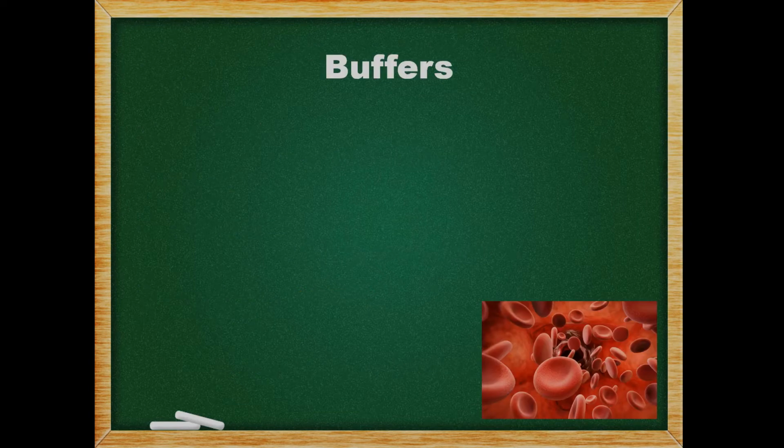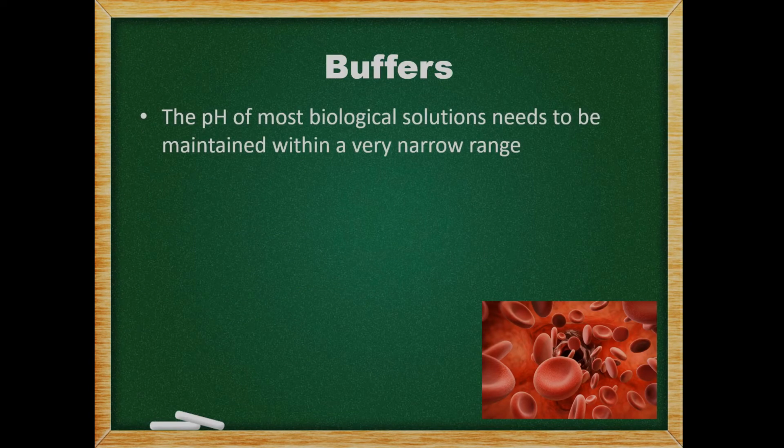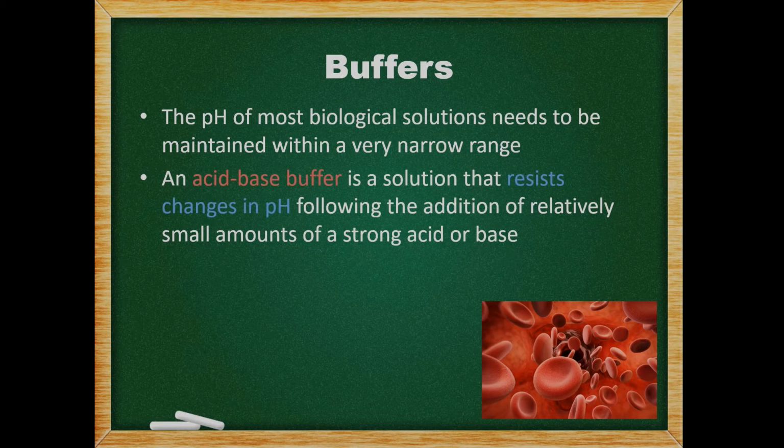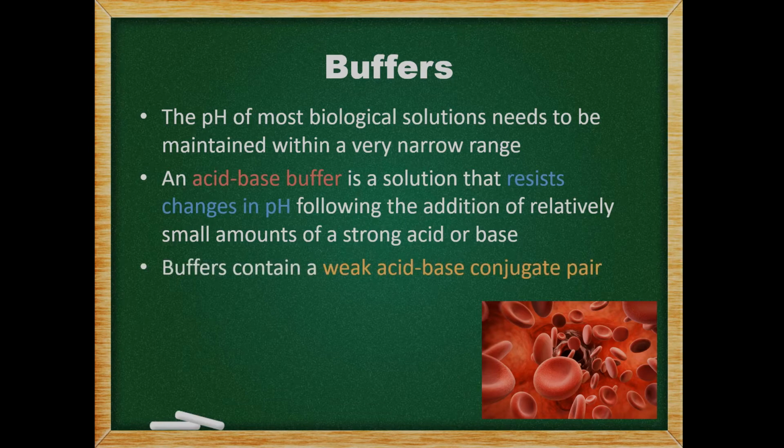Most biological solutions, such as your blood, require their pH to be maintained within a narrow range. They're able to do this using buffers. An acid-base buffer is a solution that resists changes in pH following the addition of relatively small amounts of a strong acid or base. A buffer contains a weak acid-base conjugate pair.